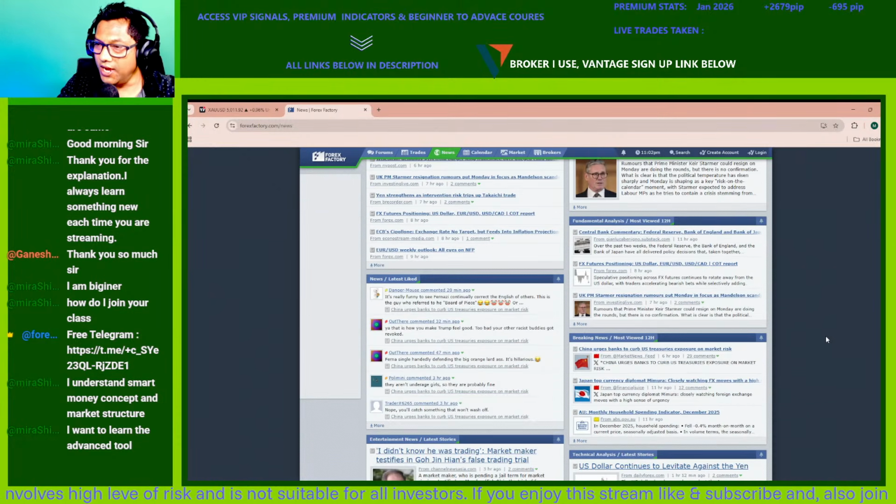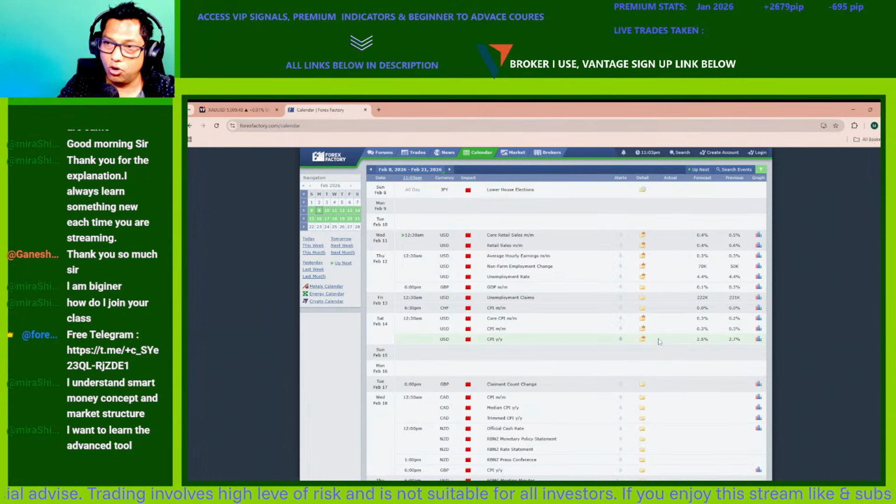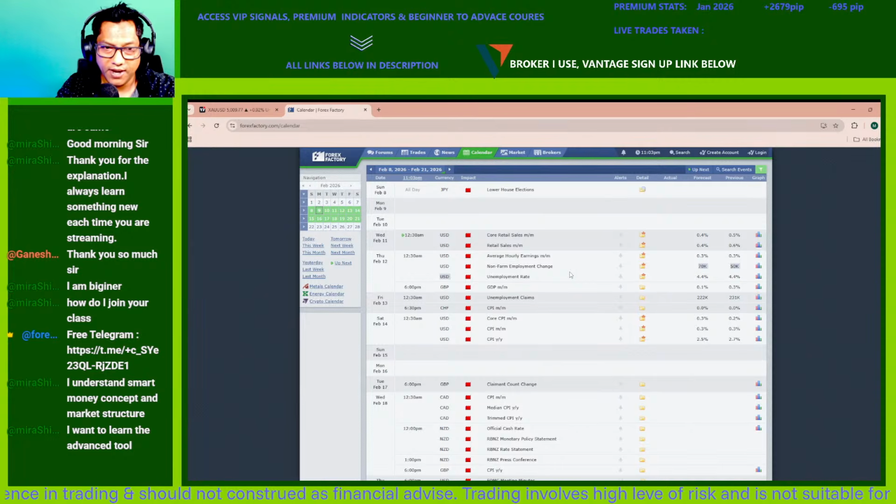Okay, so here is what we are looking at the market at the moment in terms of news trading. If we look at the calendar, this is Wednesday 11th of February, coming up, which is basically tomorrow in NY session: core retail sales and retail sales, followed the day after by NFP scheduled, but it might even go back.